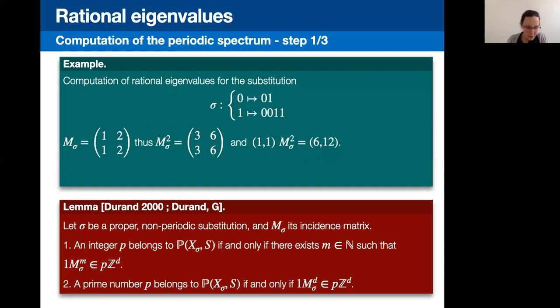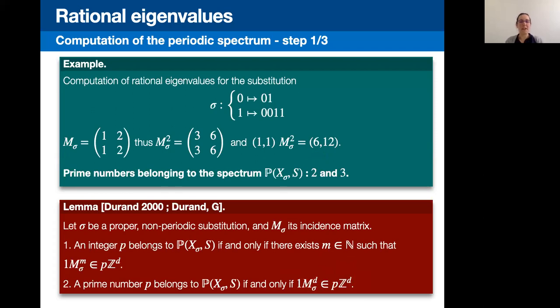So we want to compute the prime integers P such that this vector belongs to P Z to the D. So here we can have 2 and 3. So the prime numbers that belong to the periodic spectrum are 2 and 3. And this ends the first step. So in this step, we have just computed the prime numbers belonging to the periodic spectrum. And now we have to check which powers of 2 and which powers of 3 also belong to this periodic spectrum.